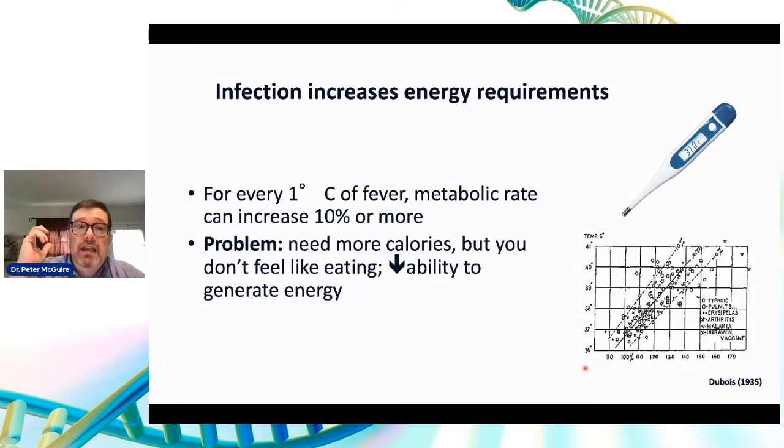So another problem is that infection increases energy requirements, and many different patients and caregivers with inborn errors know this, that if you get a fever, you're going to require more calories. So this comes from a study from a long time ago, from 1935, looking at different infections and how your metabolic rate actually increases. So for every 1 degree increase, and this is in the Celsius scale, for fever, the metabolic rate can increase 10% or more. Right. So if you have a fever that goes roughly 2 degrees above, you're talking anywhere between 20 to 30% increase in your metabolic rate. So therefore you require more calories. And there's a real problem with this because a lot of people don't feel like eating when they're sick. And then also this inability to generate energy is compounding these factors.